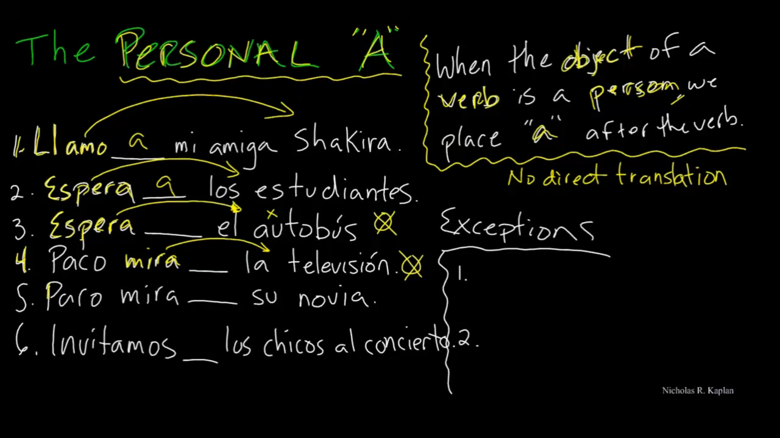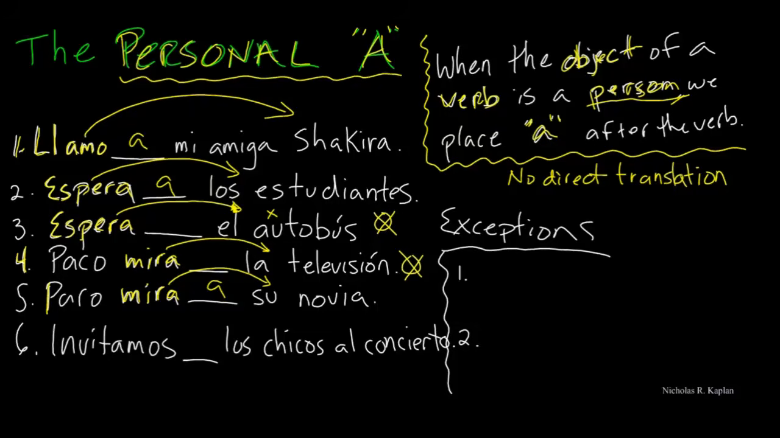But if I were to say, Paco is watching his novia, right? So maybe she's in a ballet and she's dancing and he's going to watch her. So he's watching. Who is receiving the action of that watching? The novia. A novia is a person. And when we have a person, we need to put in an a.